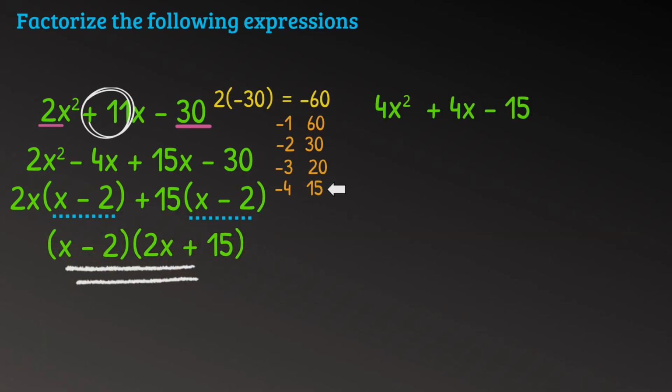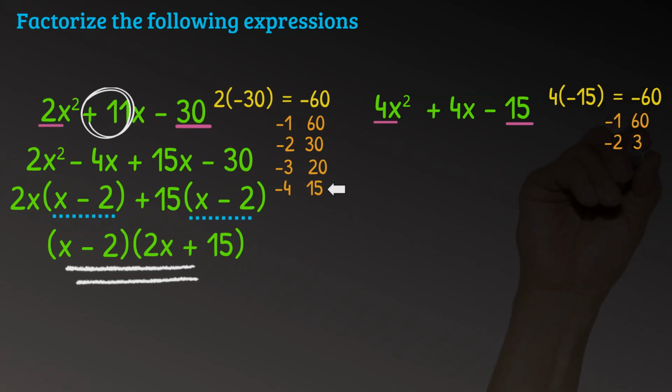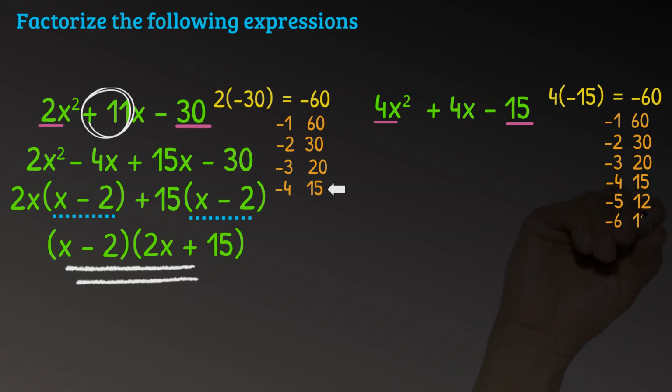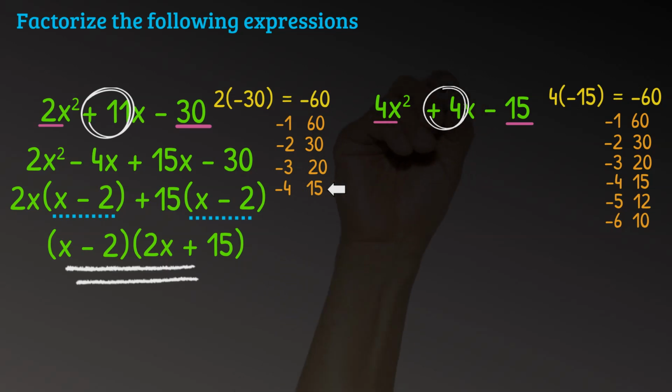In the next example, we multiply the leading coefficient 4 by the constant minus 15, which again gives us minus 60. And again, I've written down some of the different possibilities that we can use to multiply two numbers together to get minus 60. But here the numbers also need to add up to give us plus 4. So we're interested in these numbers, minus 6 and plus 10.